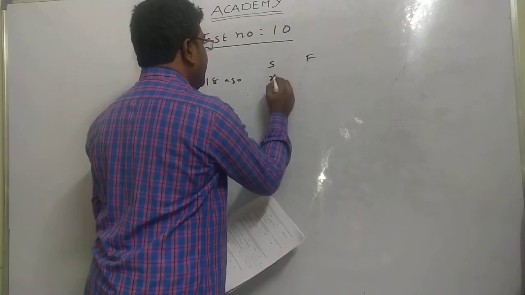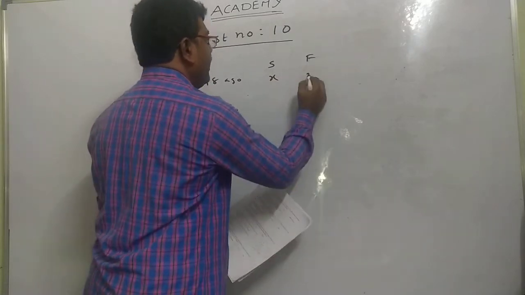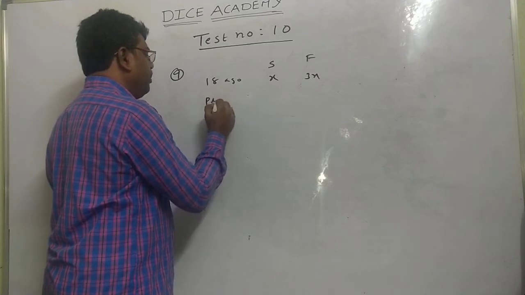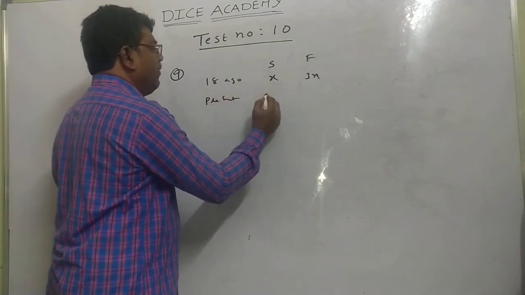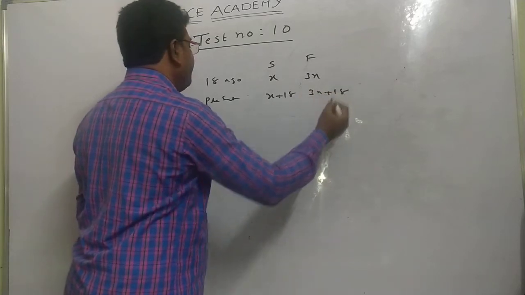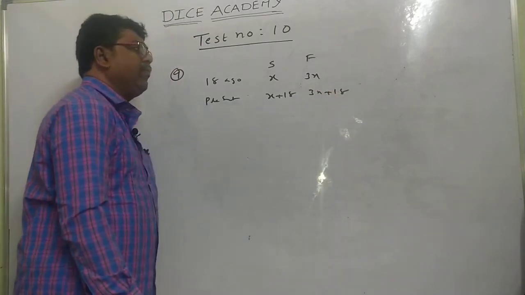Let us assume the son as x. Father is 3 times, so 3x. Now I am coming to the present. Son will increase by 18 years and father also increases by 18 years. So at present, son is x plus 18 and father is 3x plus 18.